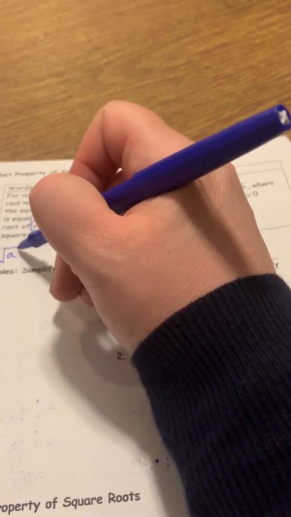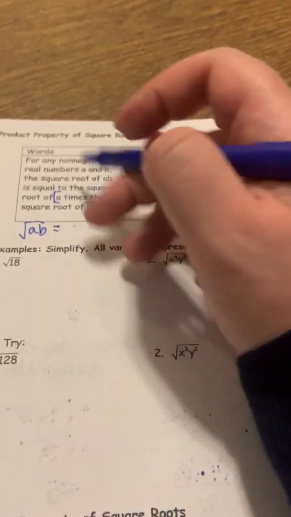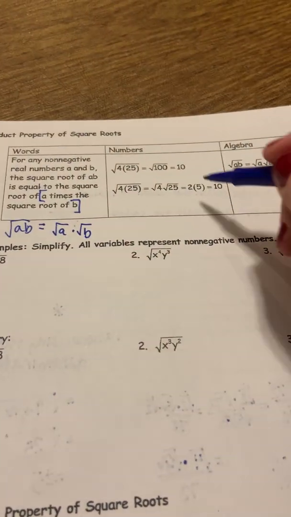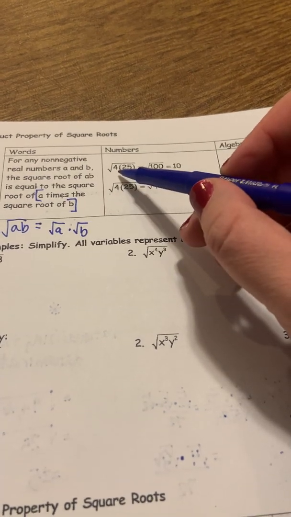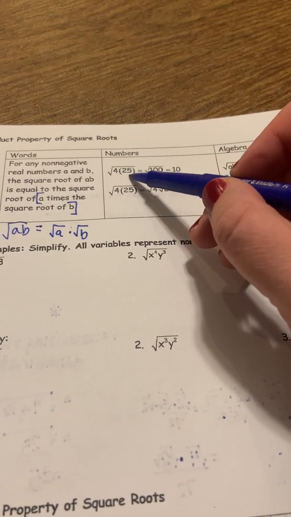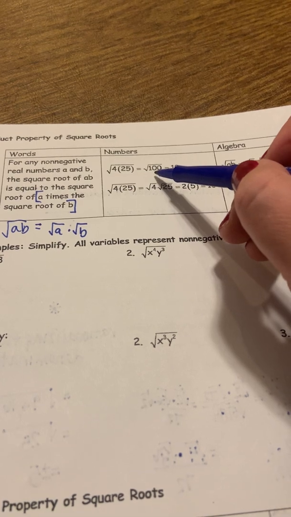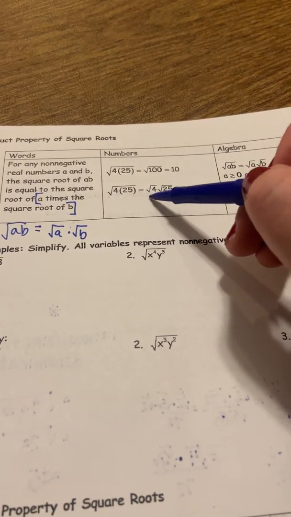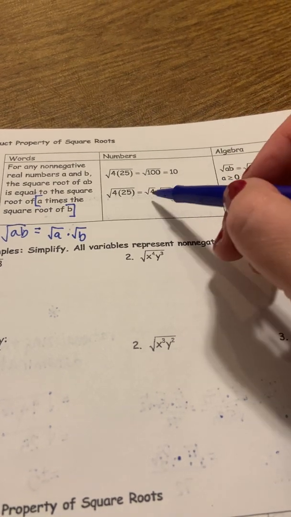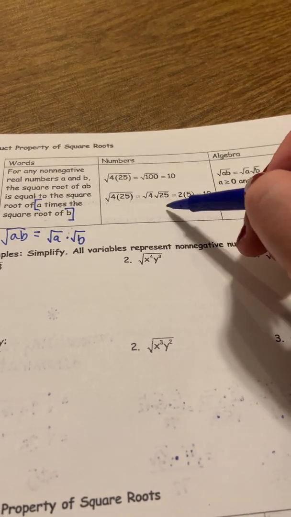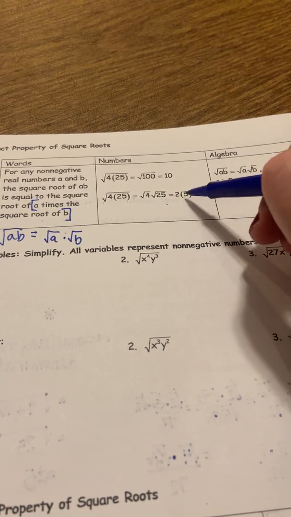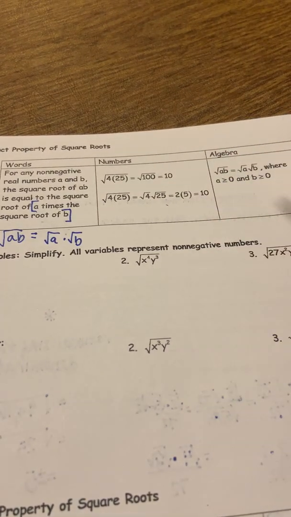All right. So if you have a square root that looks like this, what they're saying is it's the same thing as the square root of a times the square root of b. So if I have the square root of 4 times 25, I can multiply that together and get 100, which is 10. Or I can separate them and say the square root of 4 times the square root of 25. The square root of 4 is 2. The square root of 25 is 5. 2 times 5 is 10. So you could do either one of those.